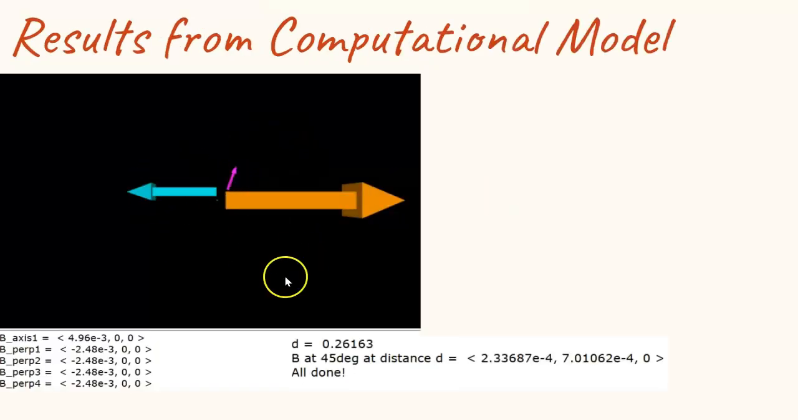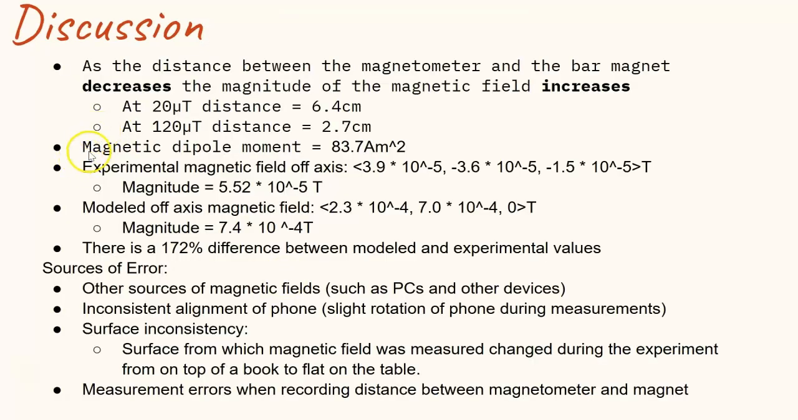And the following is our output. Over here, we have our values for the magnetic dipole moment, our experimental magnetic field off-axis, and the modeled off-axis magnetic field. Again, these off-axis values were assessed via the outside source. So there is a 172% difference between our modeled and experimental values.